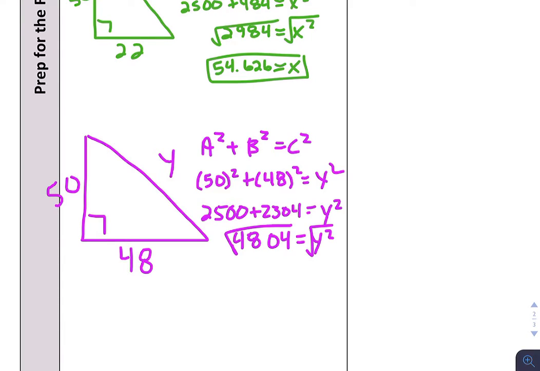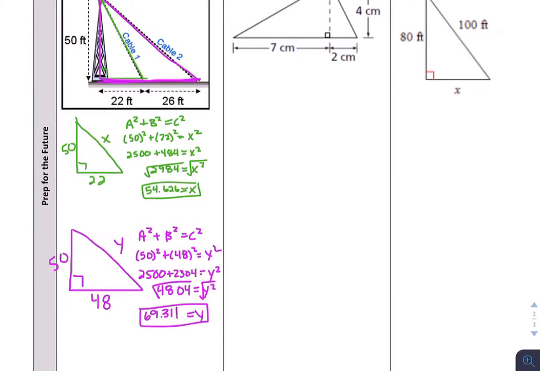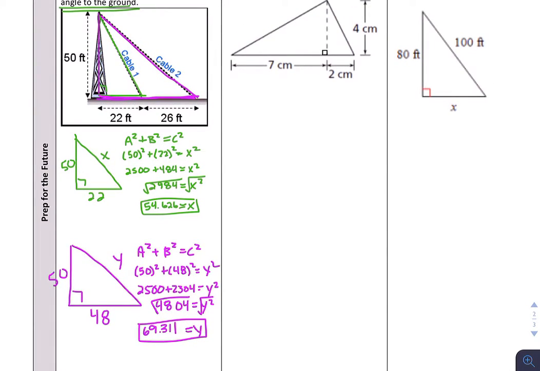That leaves a second cable to be about 69.311 feet. Then, just doing a quick check for validity, it's definitely larger than 50, so it checks the hypotenuse test. And given the diagram, it should actually be larger than cable 1, and so it is, 69 versus 54, and so everything seems to be okay.